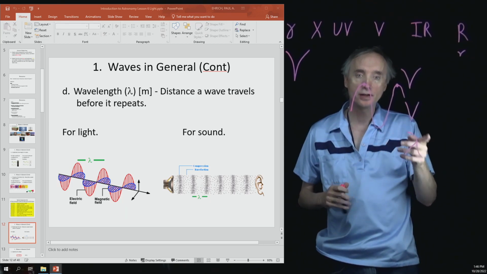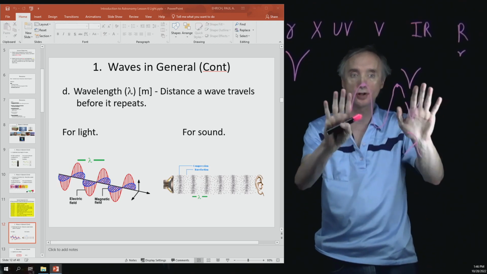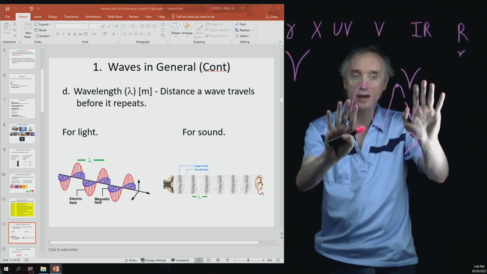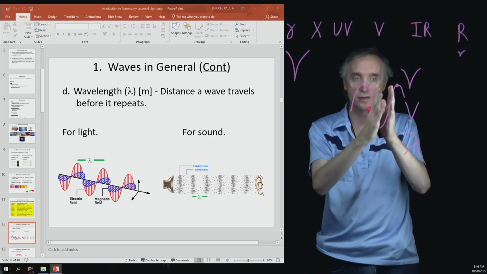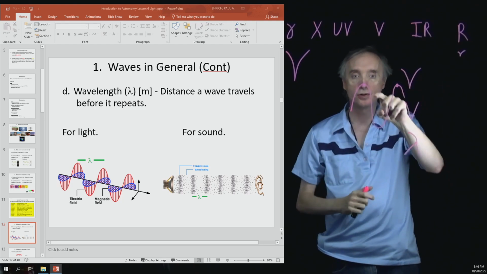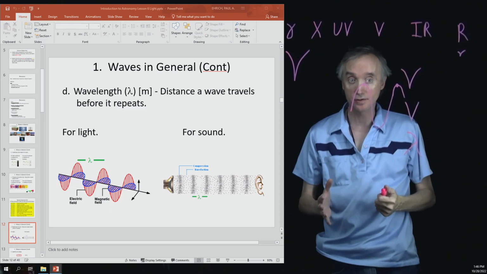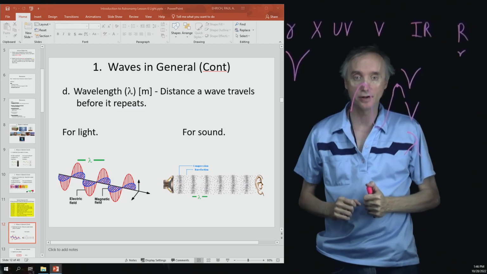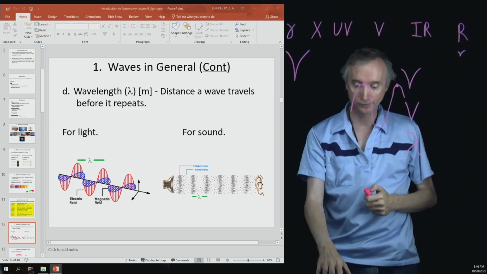The one next to it is a sound wave, and you can see that the sound wave is pushing on the air so that the air gets more dense in some places and then more spread out. Again, you can measure the distance from one of those dense areas to another dense area, and that would be the wavelength of a sound wave.